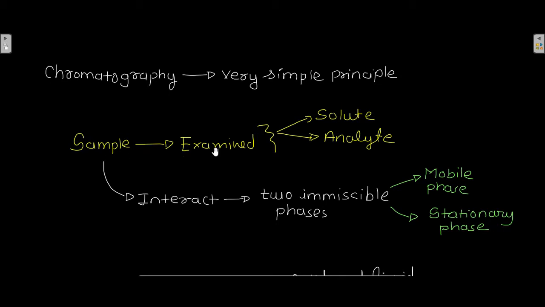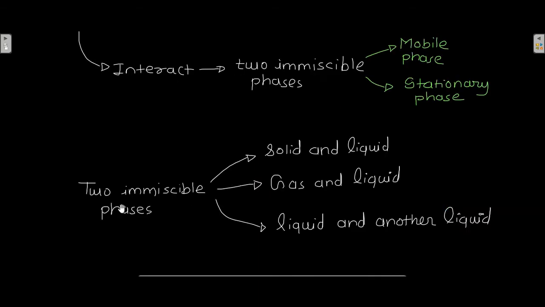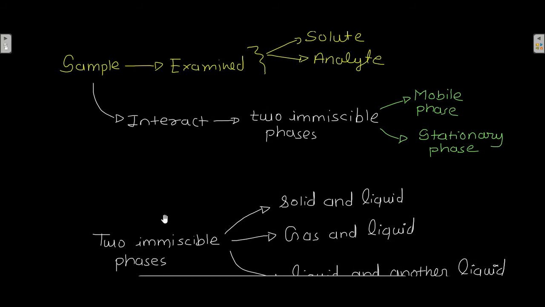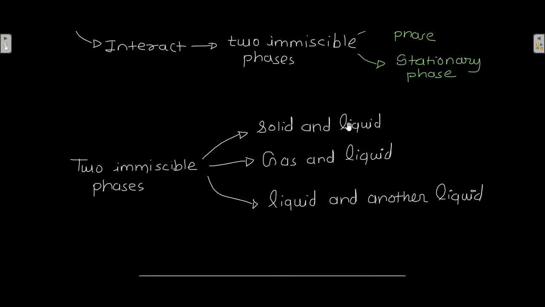The sample which is to be examined, known as solute or analyte, is allowed to interact with two immiscible phases known as mobile phase and stationary phase. These two immiscible phases used in chromatography can be a solid and liquid, a gas and liquid, or a liquid into another liquid. These are the three types of immiscible phases that can be used.